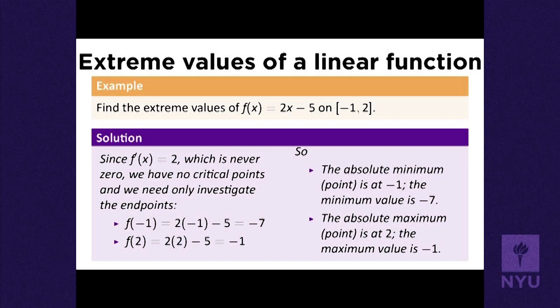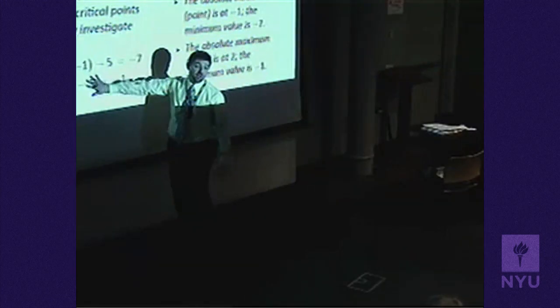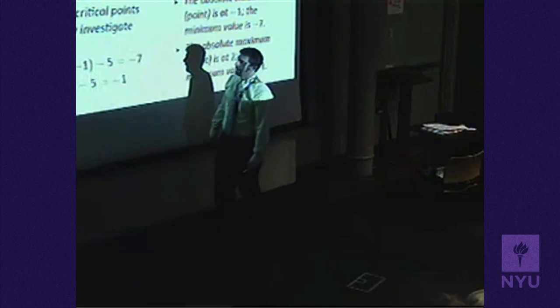Questions about that one? I mean, it's kind of boring, right? Because the function is just going up in this upward right direction. So, of course, the minimum value is going to be at the left-hand endpoint. And the maximum value is going to be at the right-hand endpoint. But it's due to the fact that there aren't any critical points inside the interval. You only look at the endpoint.